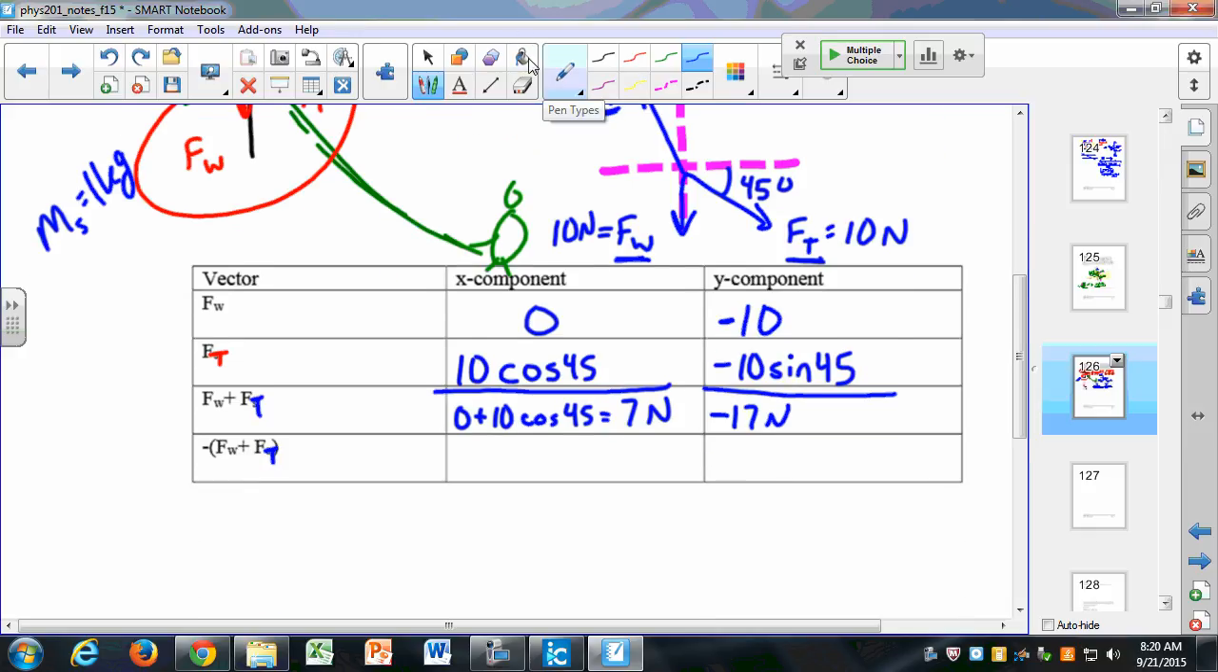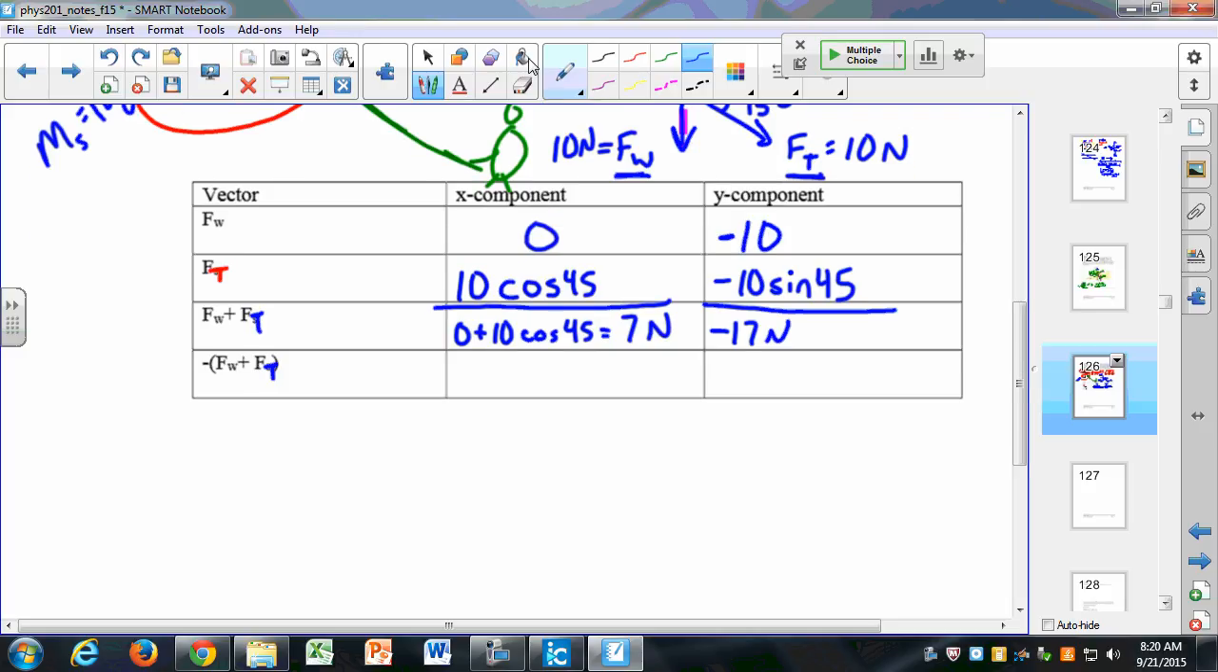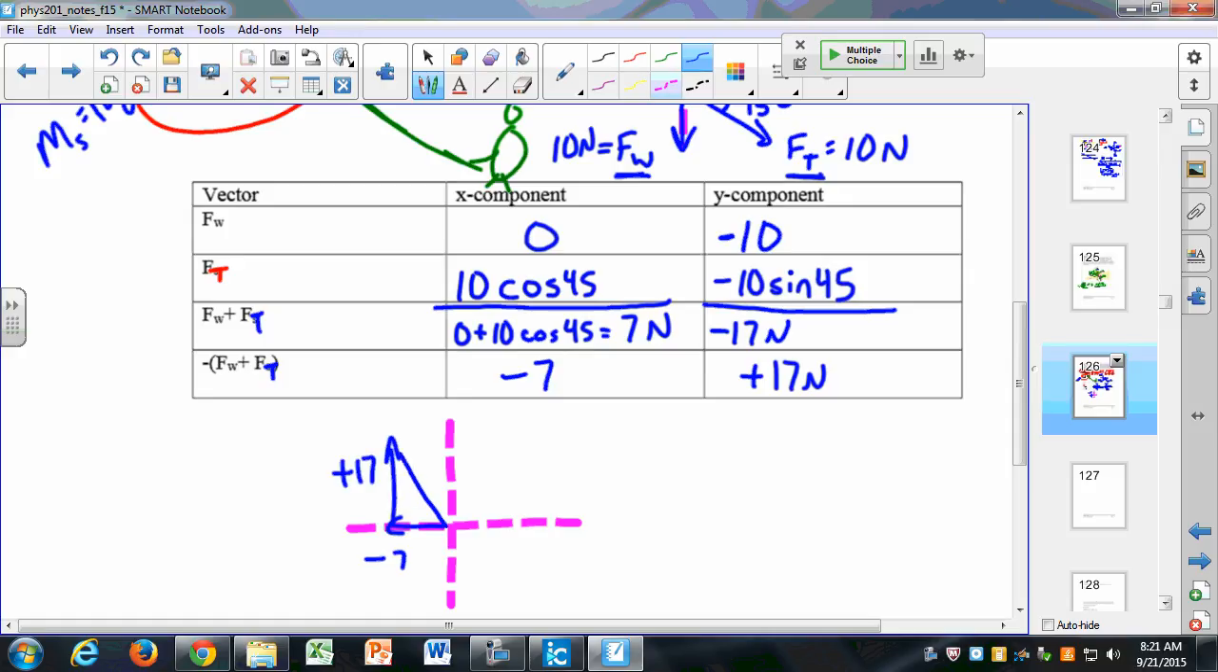Just adding up the x and y components, just like we did in chapter 3. And then if I want to take the opposite of that, I just negate both of them. So I have negative 7 newtons and positive 17 newtons. Those are the x and y components. So if I think about my new vector, I have an x component that's negative 7 and a y component that's plus 17. That tells me that Fa looks like this. And that's going to be opposite the weight and the tension in the string.